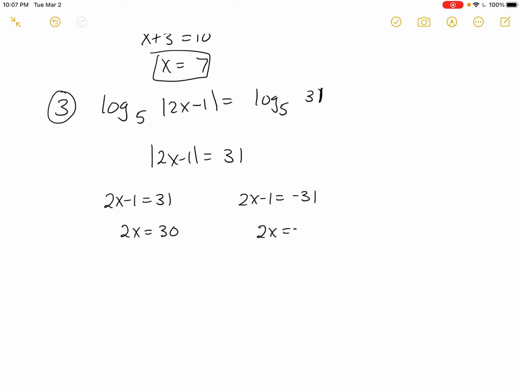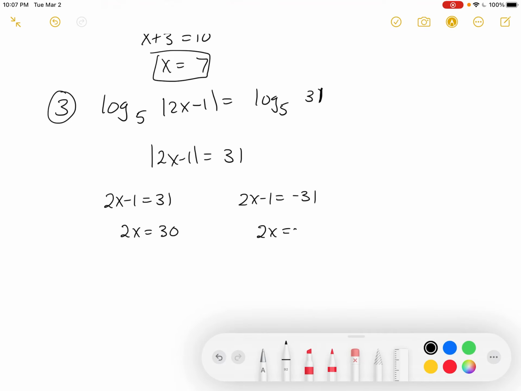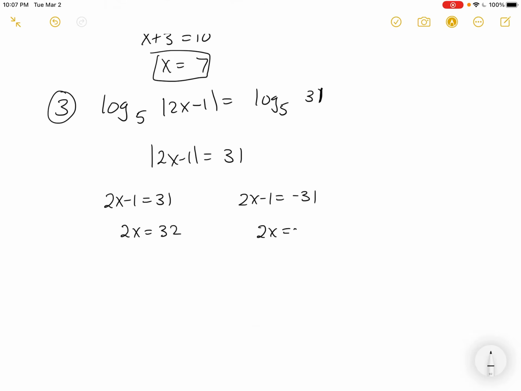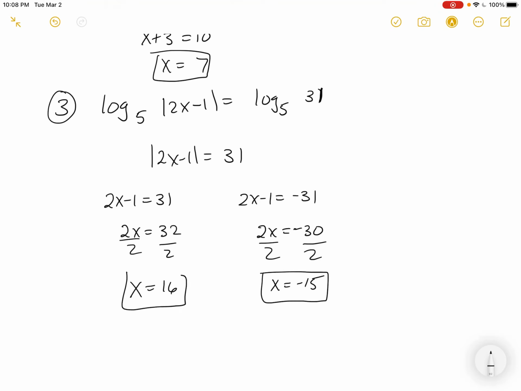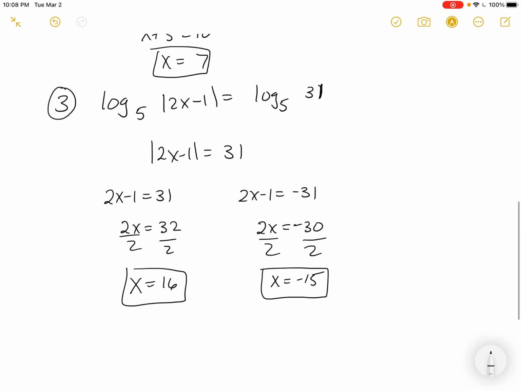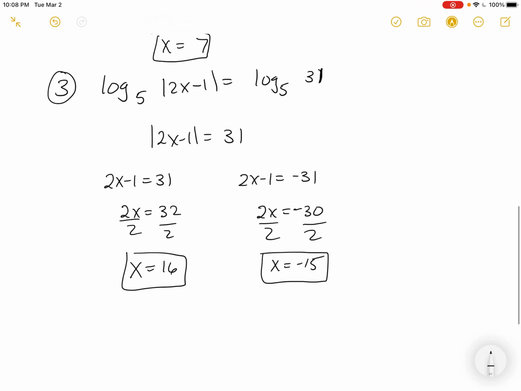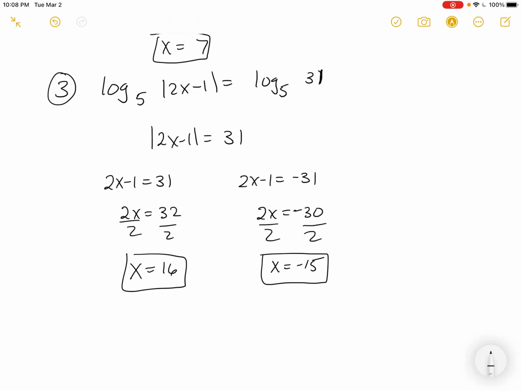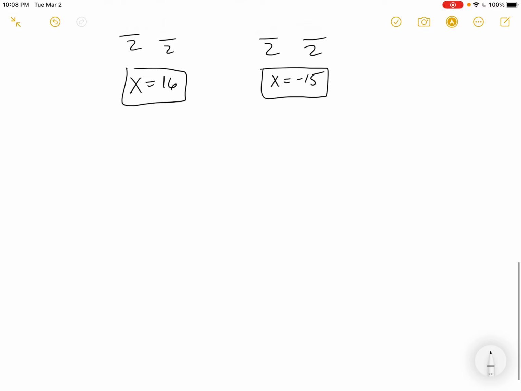I would add 1 here. So let me get an eraser and get rid of that 30. If I add 1 to both sides, that's a 32 there. If I add 1 over here, I get a negative 30. Divide by 2, divide by 2. X is equal to 16, x is equal to negative 15. Both are keepers. Neither one will have us take the log of a negative or 0, because no matter which one I plug in, I'm going to get a value and then take its absolute value, so the log will handle it just fine, as long as it's not 0. Both of those make us get a 31 or negative 31 in there. Awesome. So a nice quick reminder of that.